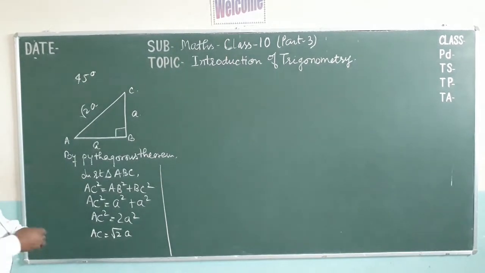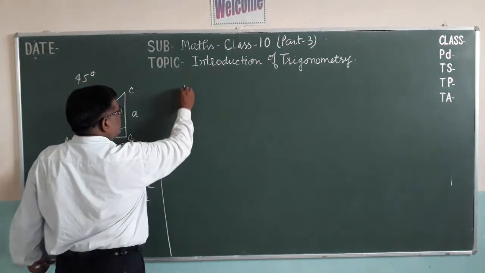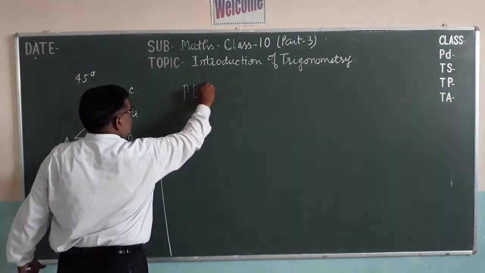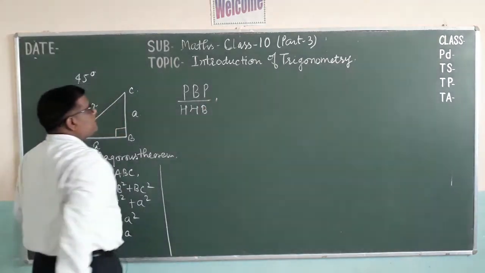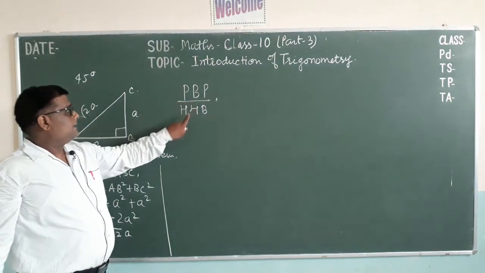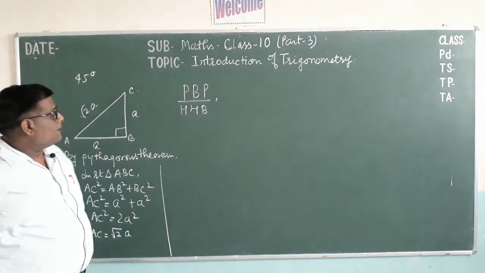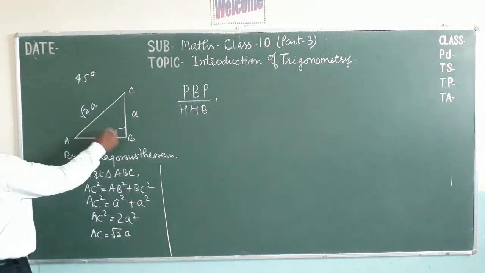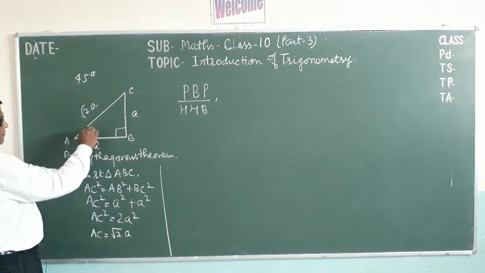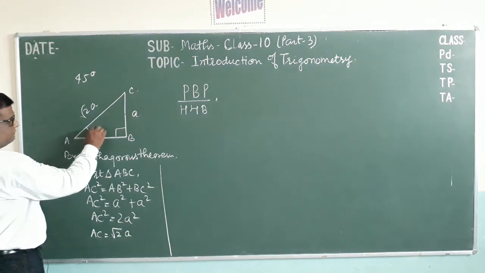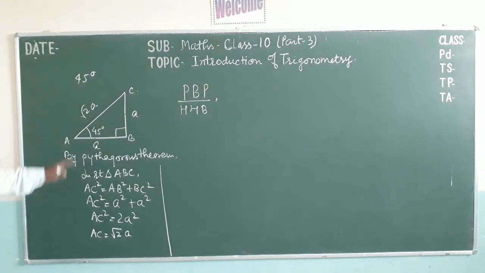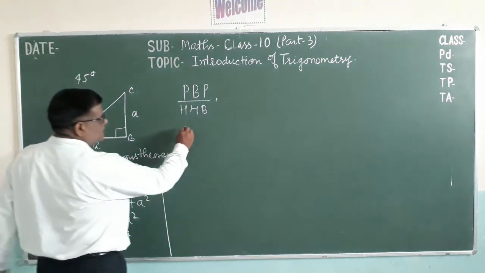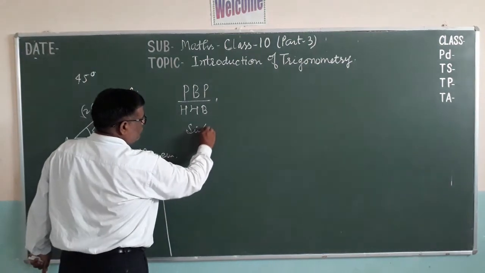Now we have to use PBP upon HBH, that is Pandit Badri Prasad Har Har Bol. So now this angle is 90 degrees. These two sides are equal. So this angle is 45 degrees and this is also 45 degrees. So first of all we have to find sin 45 degrees.